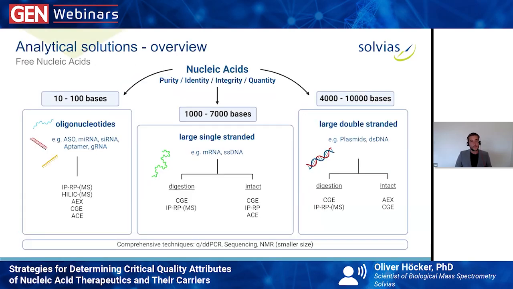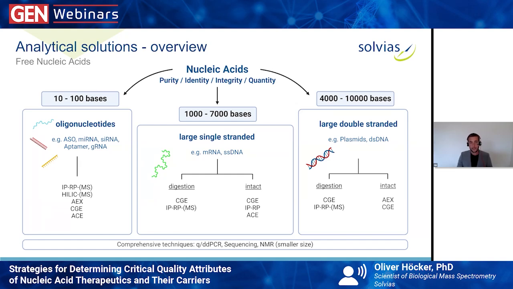So although all nucleic acid therapeutics at their core are just the 4 nucleotides, modified or not, from an analytical standpoint to determine a critical quality attribute, the size is very important. So we divided them here in 3 parts. On the left side, oligonucleotides such as aptamers, guide RNA, small interfering RNA that are rather small with 10 to 100 bases that can be perfectly assessed with mass spectrometry and chromatography.